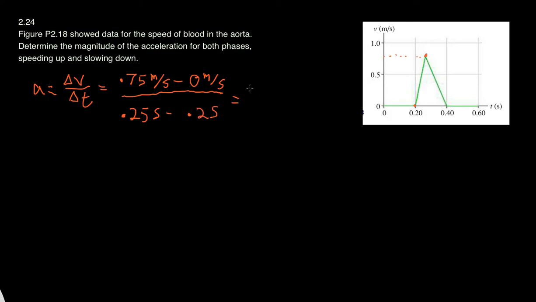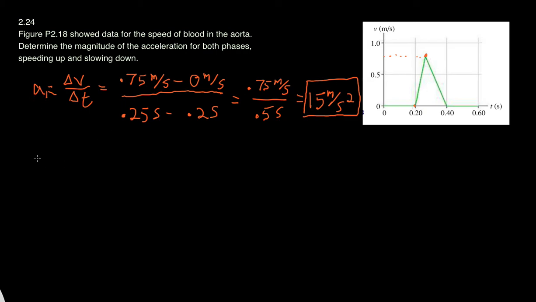And so this is equal to 0.75 meters per second over 0.05 seconds. And this comes out to be 15 meters per second squared. Okay, so that's our acceleration for the first one. Notice that it's positive, so it's increasing, which makes sense because the slope of the line is positive.